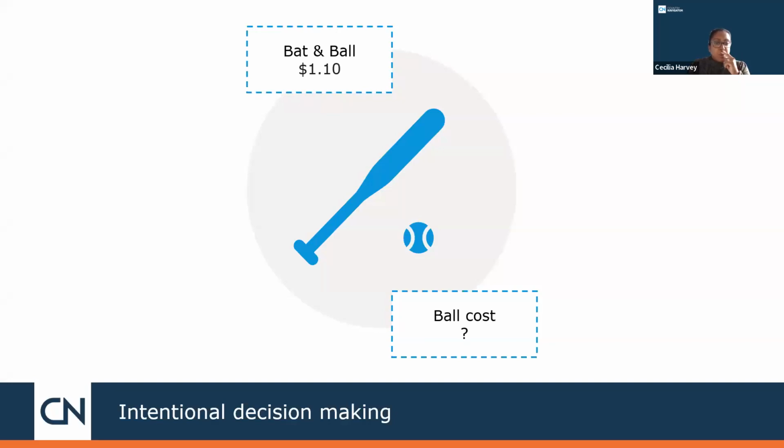So I'd like you to pop in the chat the answer to this question. Some of you may have come across it before, but on the screen you'll see there's an image of a bat and ball, and as a package they come at the cost of $1.10. My question to you is, if the bat costs $1 more than the ball, how much does the ball cost? I'd like you all to have a quick think about that, and then pop your answers in the chat.